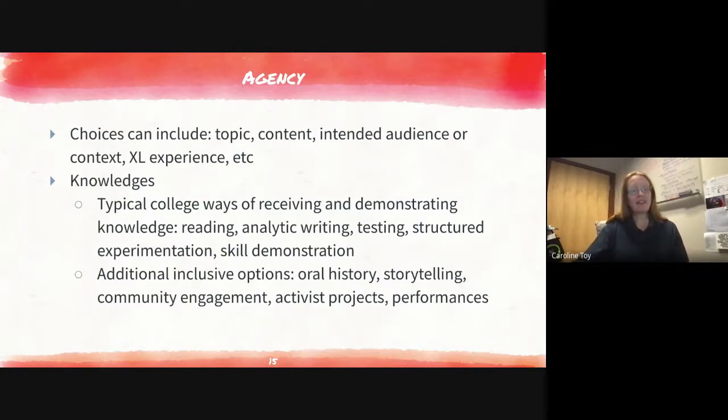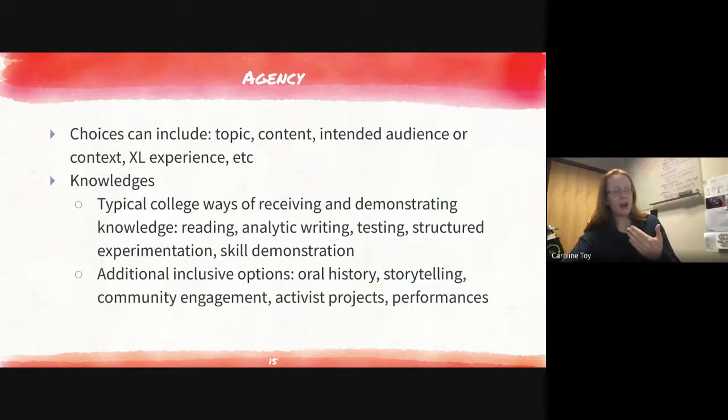The other piece that I have here on the slide is the idea of knowledges and different knowledges. This is, again, something we could spend a lot of time on, but I want to acknowledge, at least in passing, that there are ways of knowledge making and types of knowledge that have always been acknowledged as valuable in higher education. And that includes ways of assessing knowledge, like reading, analytic writing, testing, structured experimentation, class presentations, skill demonstrations, things like that.